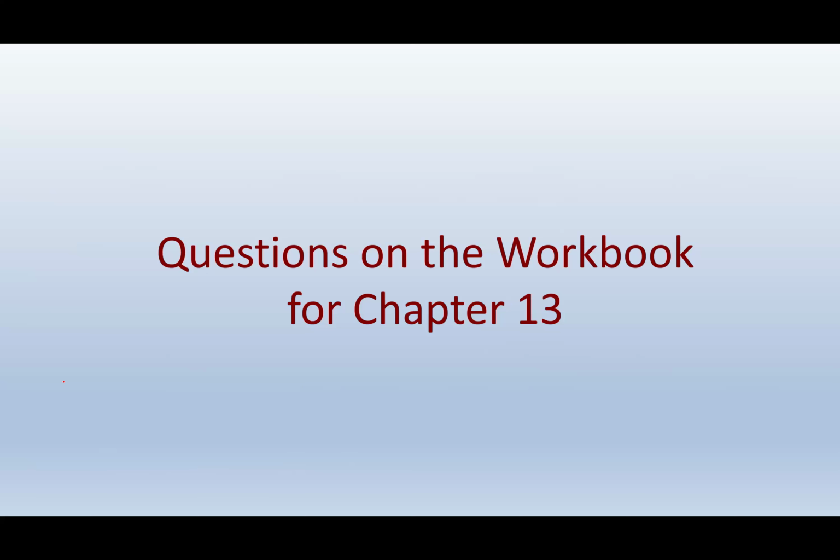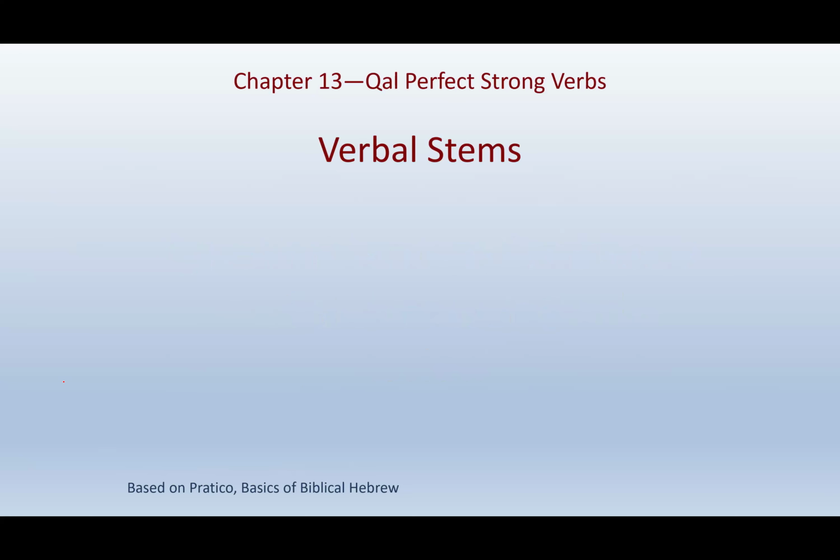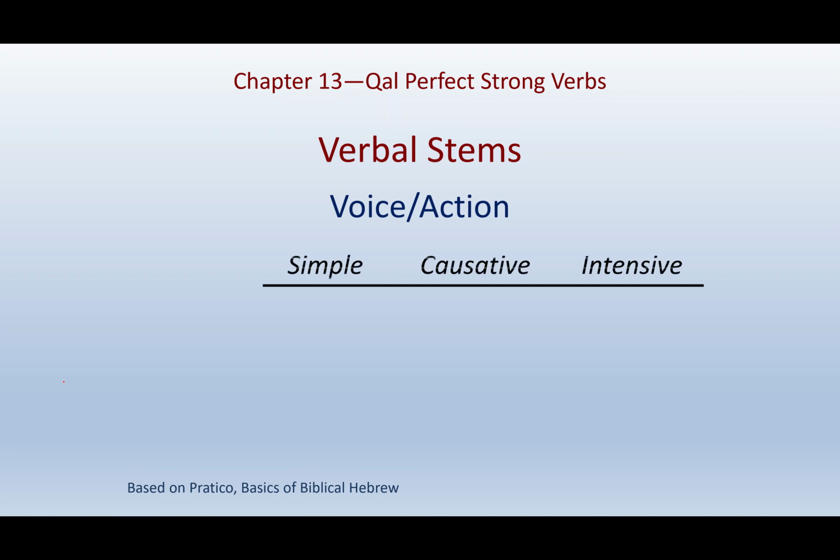All right. Well, then the next thing we will start off with is kind of a review of chapter 13, the perfect strong verbs review. So verbal stems, like we've talked about Qal, or other stems like Niphal or Hiphil, those stems are actually telling us the voice and the action of the verb. So for the action, the options are simple, causative, or intensive. And then for voice, we have either active, passive, or reflexive. Active means the subject is doing it. He hid the present or something like that.